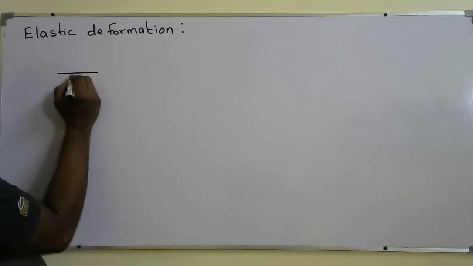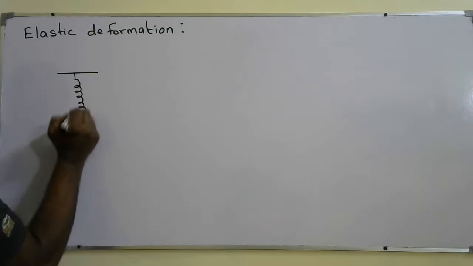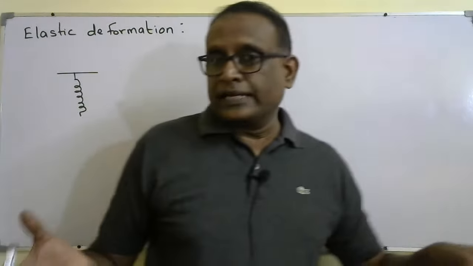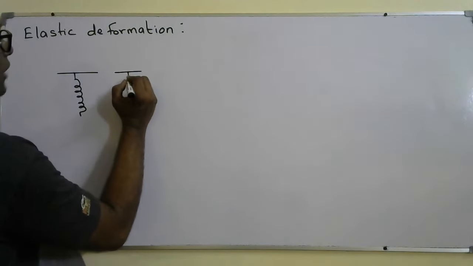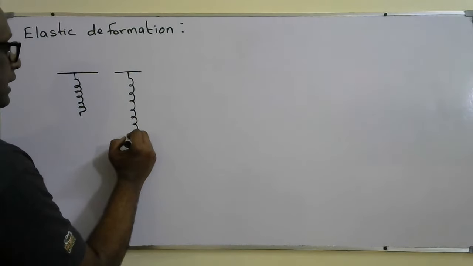A spring is hung from a firm support. This is the natural length of the spring. We don't consider the mass of the spring; it's a light spring. When you attach a mass to it, or apply a force, or attach a weight slot, the spring will extend.